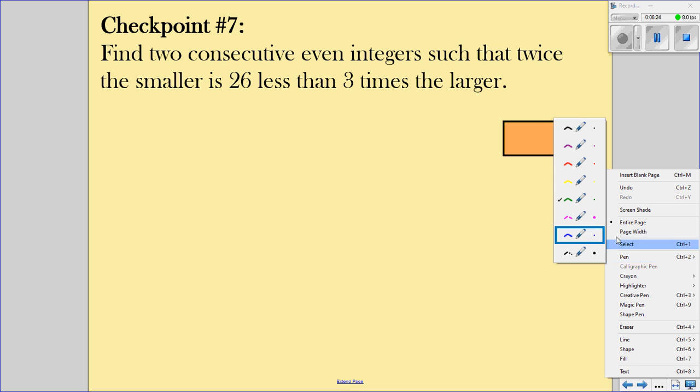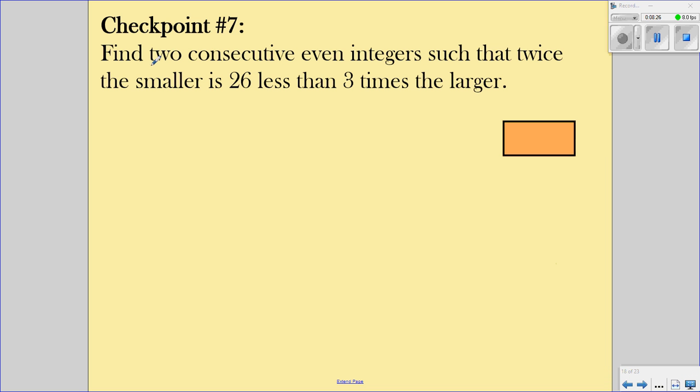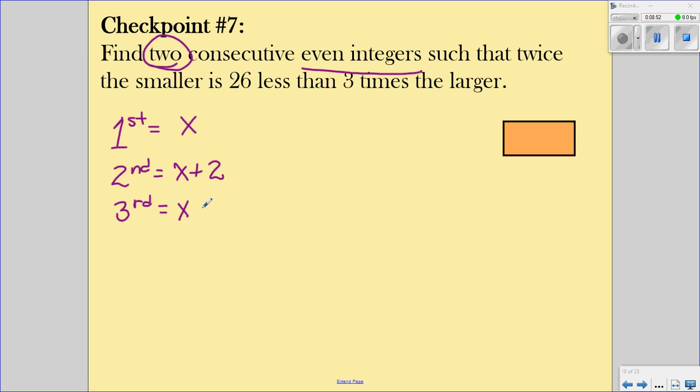Find 2 consecutive even integers such that twice the smaller is 26 less than 3 times the larger. So let's do our let statement. So we got our first, we got our second, we got our third. So our first is x, even. Since we're doing even, so the next one will be x plus 2. The third will be x plus 4.